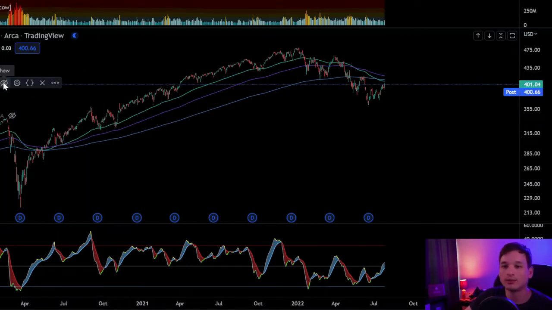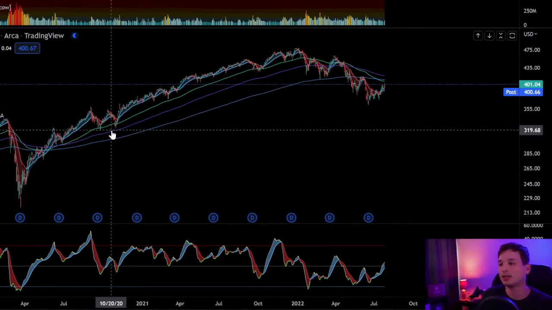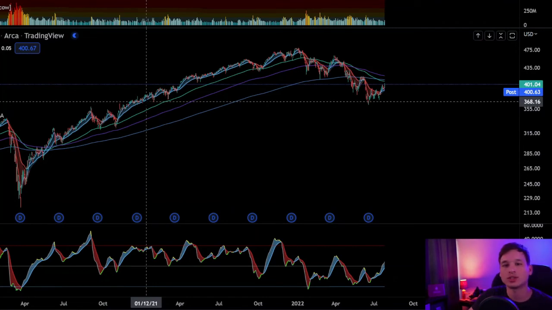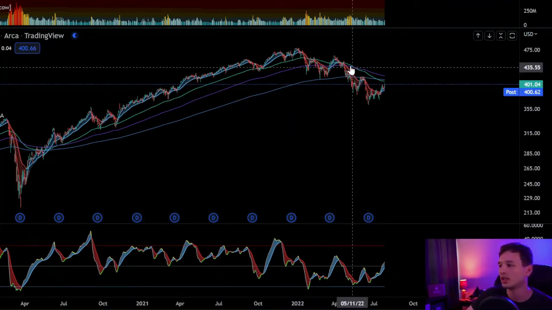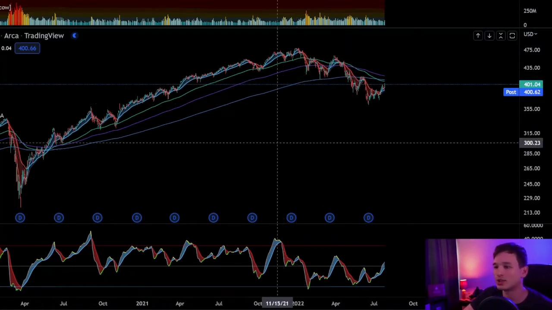I have the Bjorgum Multi-MA. Right now I have it set at 7 and 25, which I believe is the default setting. And then the Bjorgum Hema right here is really just an EMA cloud that I like to use just to kind of fill in that space in between the 7 and the 25 moving averages.